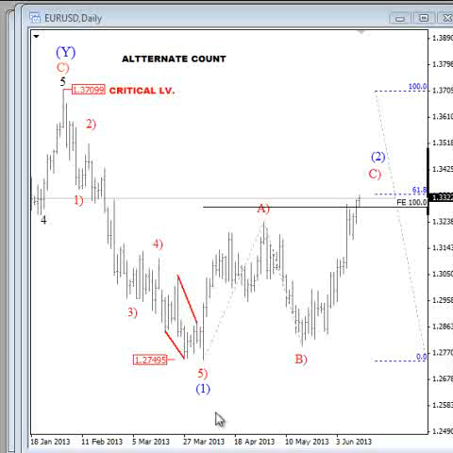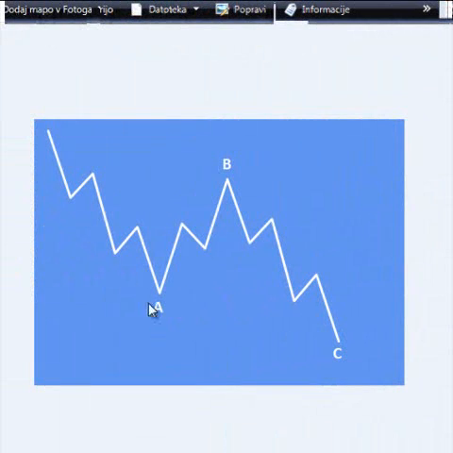So this was our first leg, and if we are correct, then the market will make 5 waves to the downside and will move beneath this level, beneath this wave 1 or maybe wave A. In either case our bias is to the downside.